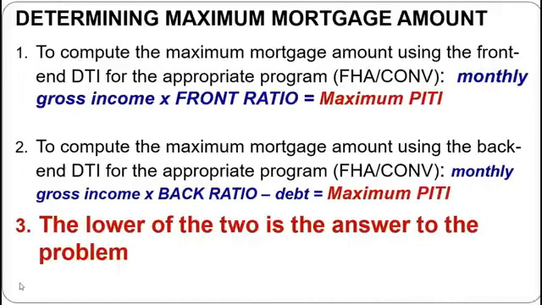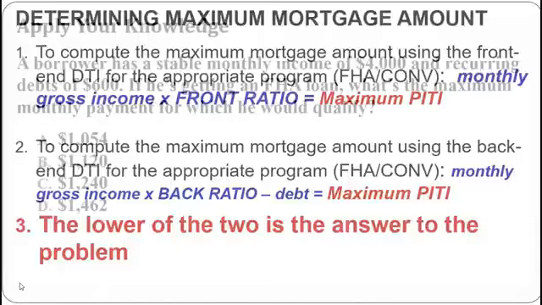And people ask me, well, how come I can't just do step 1? Well, how are you going to know what's lower if you didn't do them both? Follow instructions. Step 1 says take the gross times the front ratio. Step 2 says take the gross times the back ratio minus the debt. Step 3 says look at both of those. Whichever is the lowest is the answer for the exam.